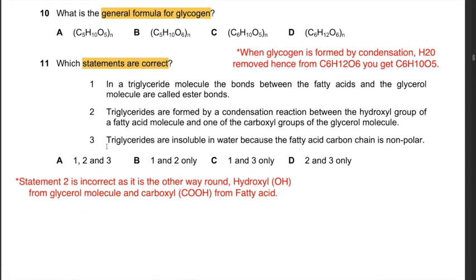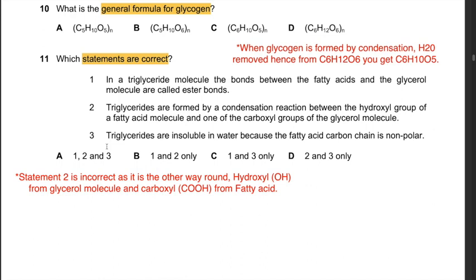Question 10. What is the general formula for glycogen? When glycogen is formed by condensation, a water molecule is removed. Hence, from C6H12O6, which is the monomer, that is glucose, you get C6H10O5 once you subtract 2 hydrogens and 1 oxygen as one water molecule leaves. And that leaves us with the answer being C, C6H10O5 times N.